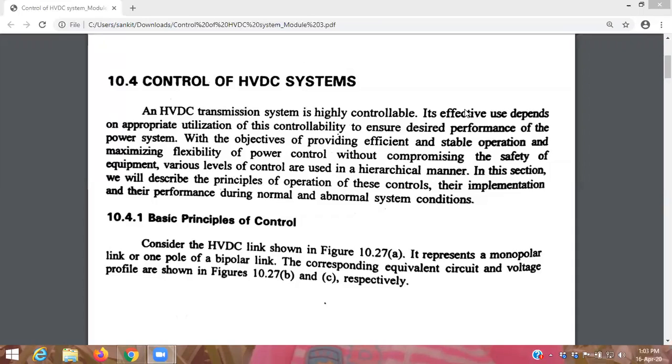Now, the DC voltage at any point in the DC link, the DC line or the DC system, that is in between the rectifier and inverter terminal, can be controlled by controlling the firing pulses, that is alpha, or can be controlled by controlling the tap changer of the converter transformer. Okay, we'll see.